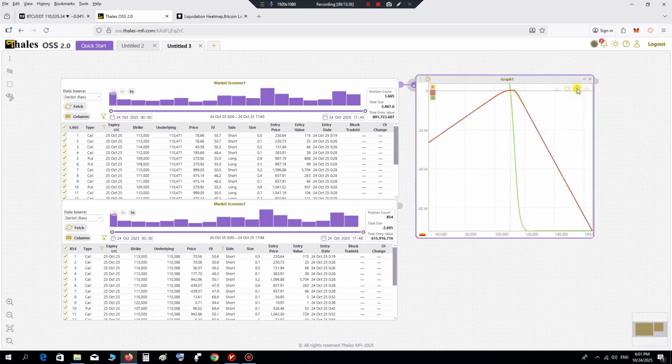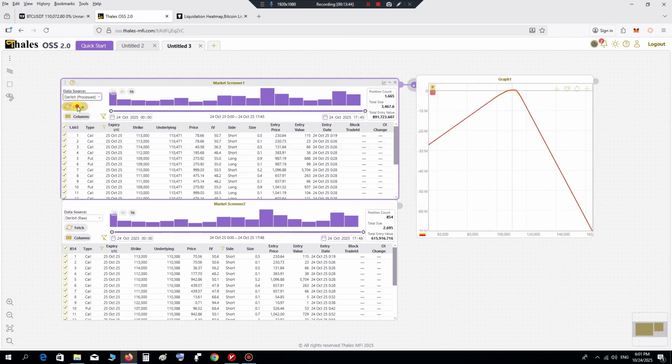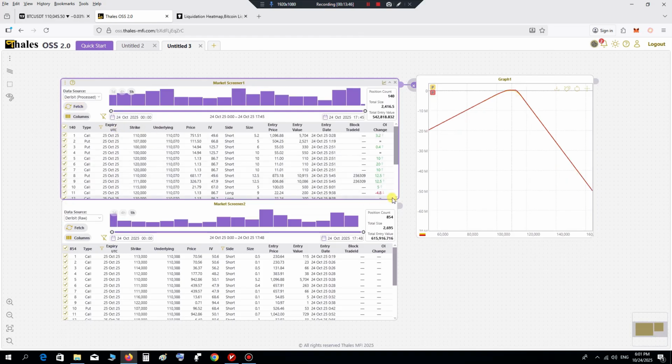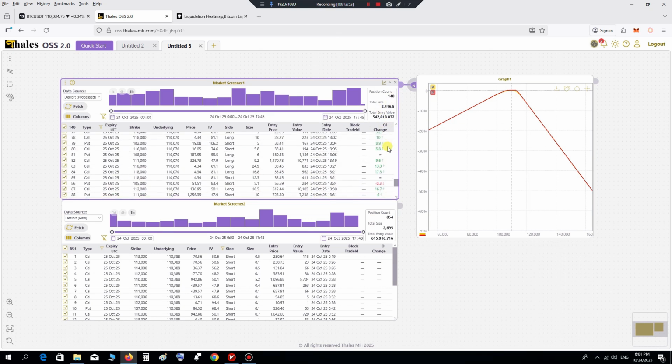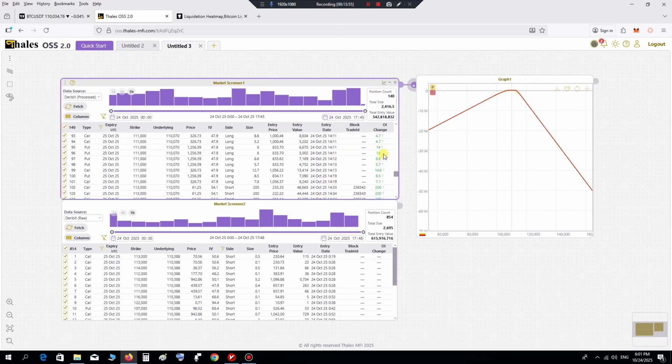Let's keep that in mind and move on to the process database and take a look at it. All right. There are 2,416 Bitcoins and 140 entries, and we don't really have any large negative open interests, so I'm not going to filter it anymore. Let's just filter by size and see what large sizes we have.